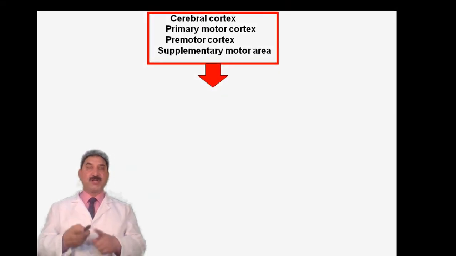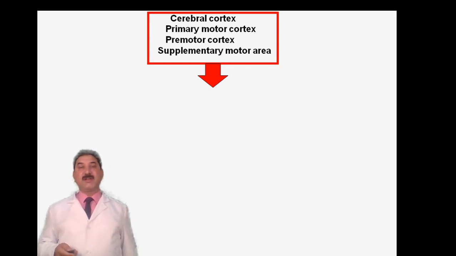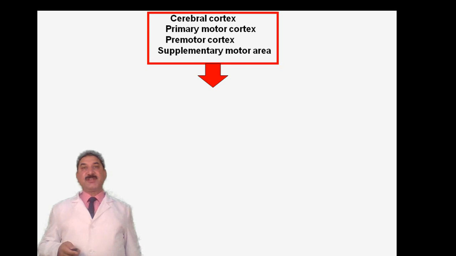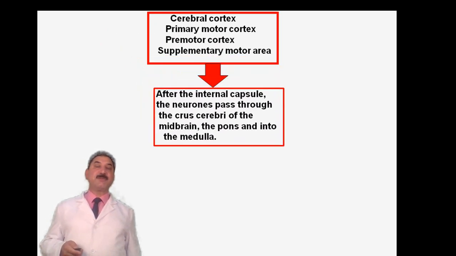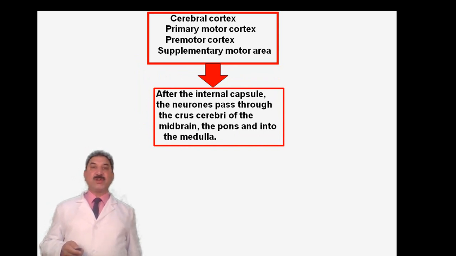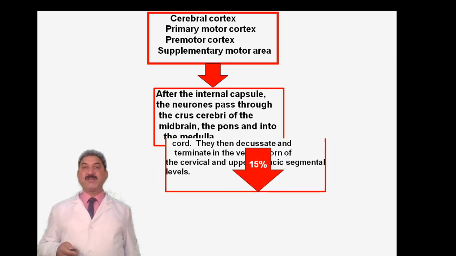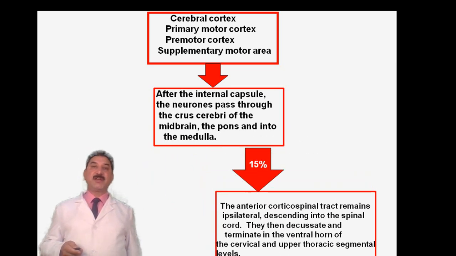Let us go to this flow chart to understand the origin and termination of the pyramidal tract. These fibers originate in the cerebral cortex from the primary motor cortex, premotor cortex, and supplementary motor area. After passing through the internal capsule, the neurons pass through the crus cerebri, the midbrain, the pons, into the medulla oblongata.